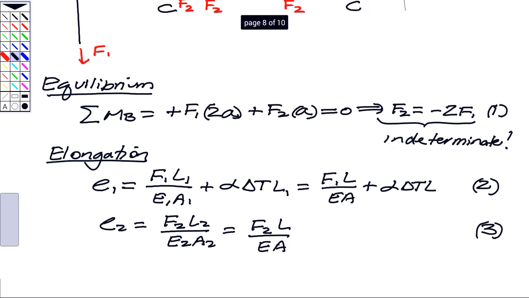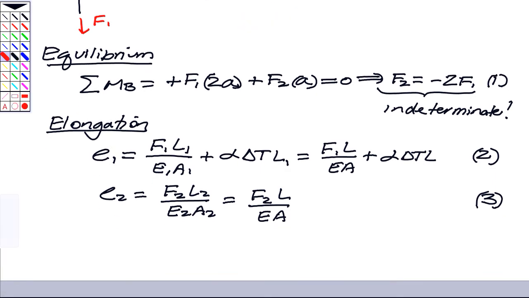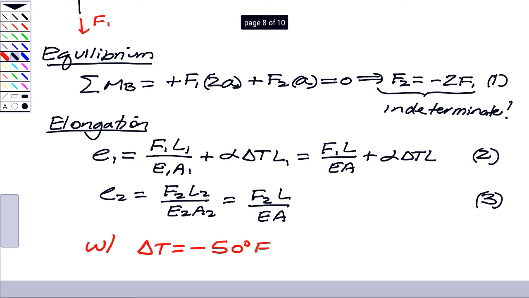Please note that with the way I've written things down, I need to put delta T in here as being a minus 50 degrees F. That minus sign needs to be included because it says that the temperature of 1 is decreased.